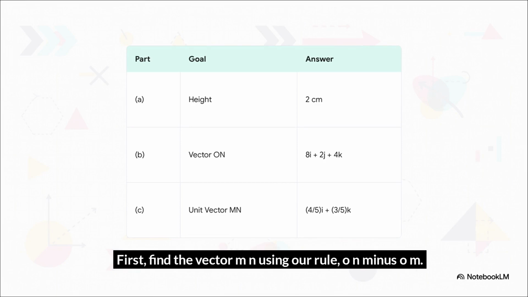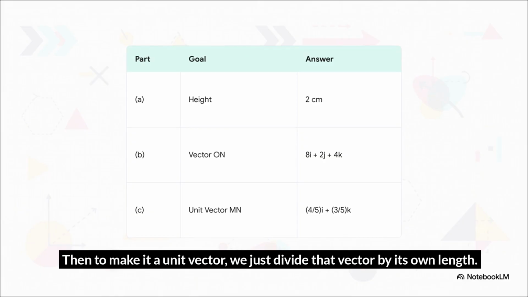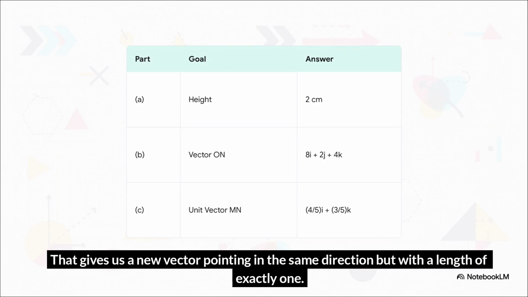Finally, part C, the unit vector. First, find the vector MN using our rule, ON minus OM. Then, to make it a unit vector, we just divide that vector by its own length. That gives us a new vector pointing in the same direction but with a length of exactly 1.